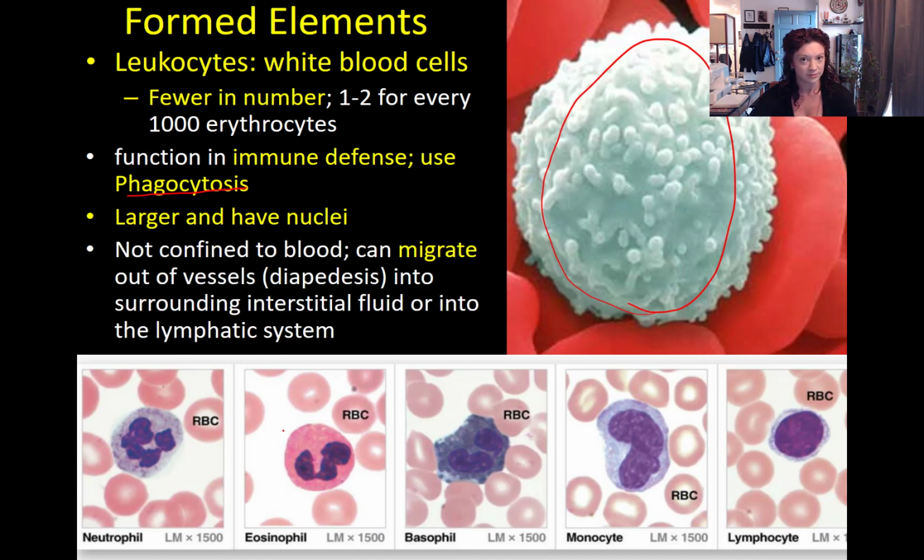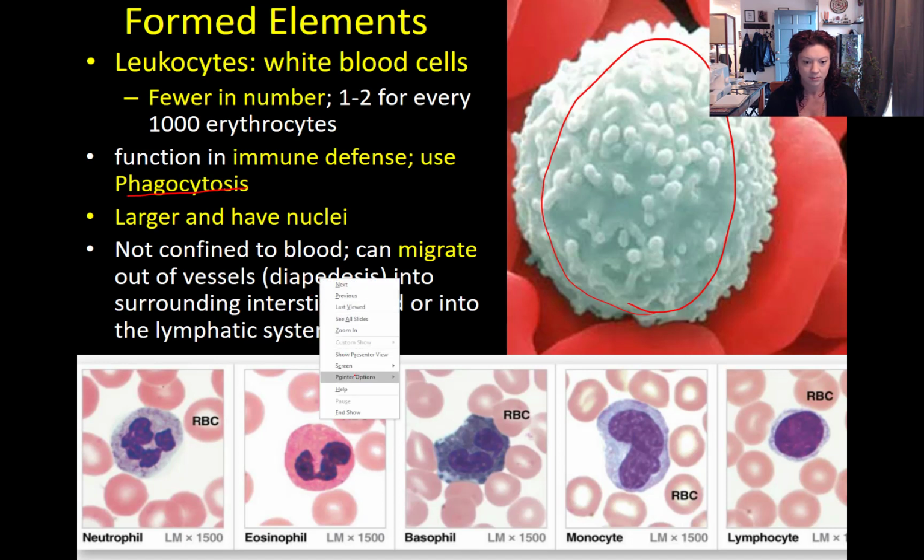The other thing that's different between leukocytes and erythrocytes is that leukocytes aren't confined to the blood. They can actually migrate out of blood vessels. This is called diapedesis.